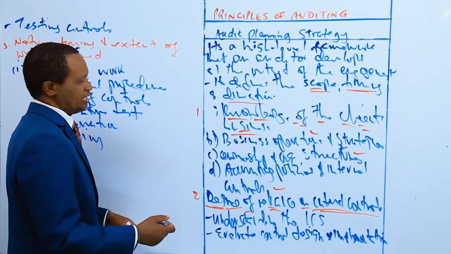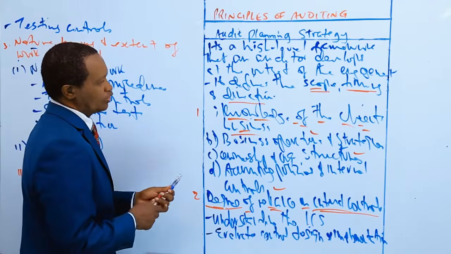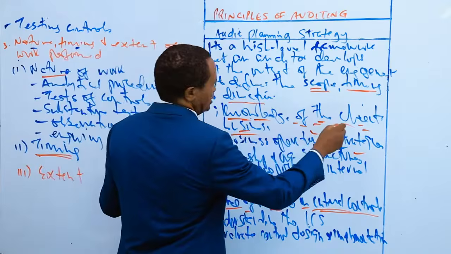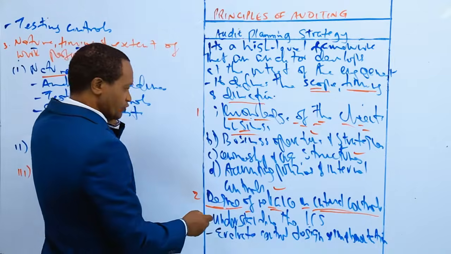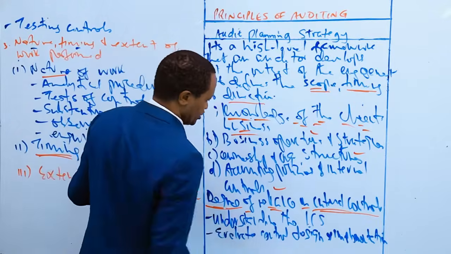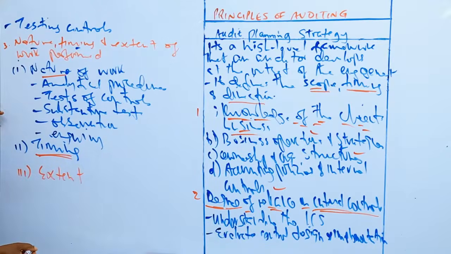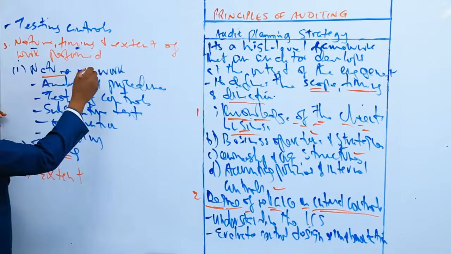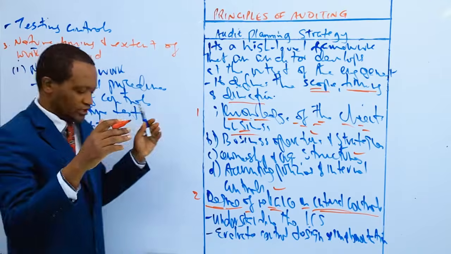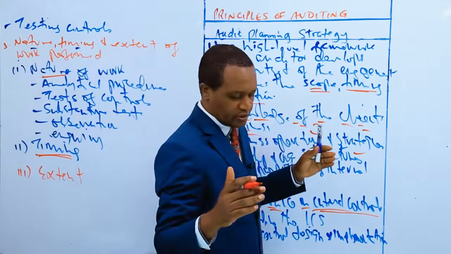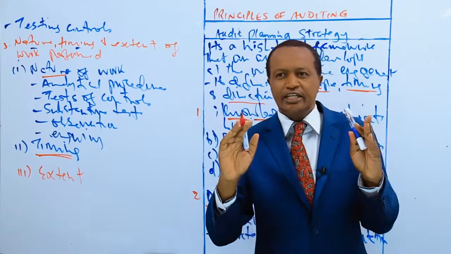And there are 3 key areas. That is 1, knowledge of the client's business. Number 2, we have the degree of reliance on internal controls. Then number 3, there is the nature, timing, and extent of the work to be performed. So candidates, these are 3 key areas.